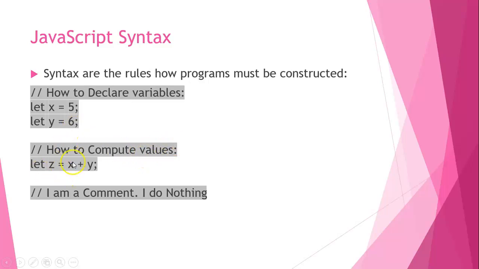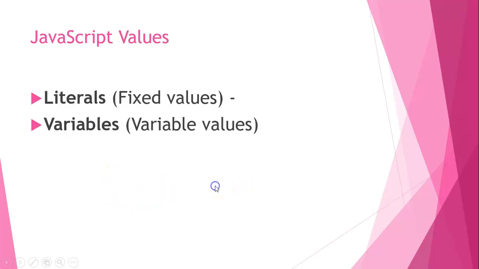Then how do you compute? Look at this one, let z. We are defining a variable z here, but originally we had defined x and y, and we had even assigned them values. So when you do this, this is the operation called arithmetic or addition operation. We expect that z is going to return a value of 11.